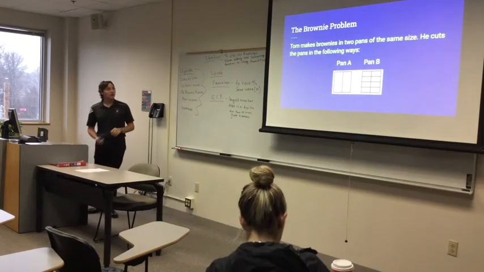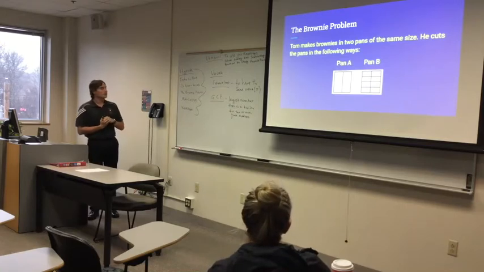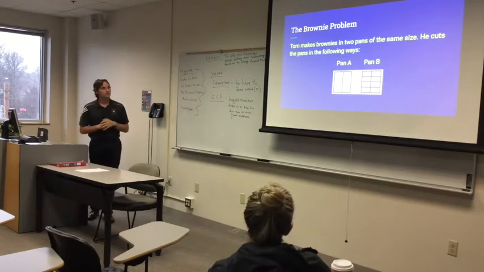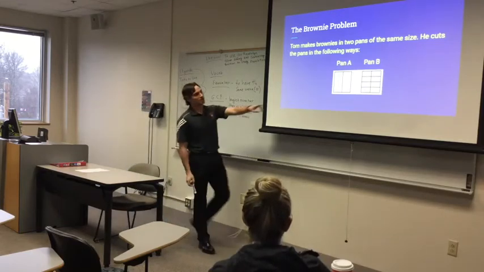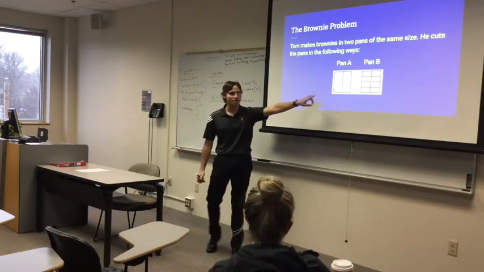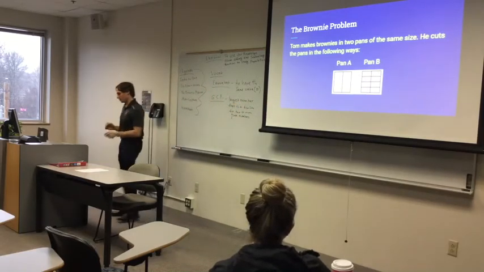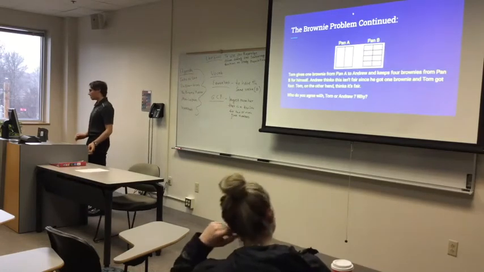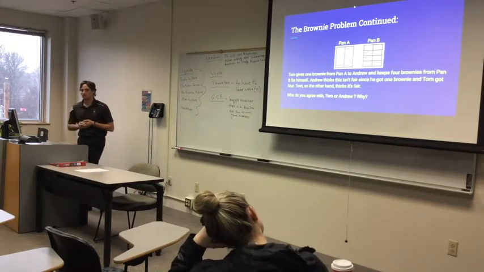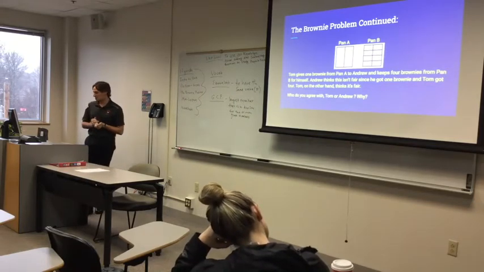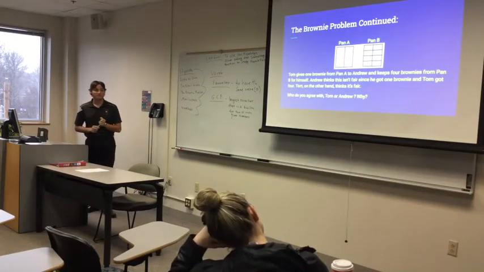So, the brownie problem. I like this one. It's very visual and it's going to segue into our actual mini lecture. So, Tom makes brownies in two pans of the same size. He cuts the pans in the following ways. Namely, pan A is cut into two large rectangles, cut in half, and pan B is cut into a larger rectangle but with 8 pieces. Tom gives one brownie from pan A to Andrew and keeps 4 brownies from pan B for himself. Andrew thinks this isn't fair since he got 1 brownie and Tom got 4. Tom, on the other hand, thinks it's fair.